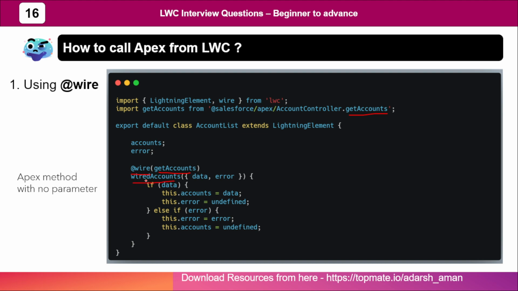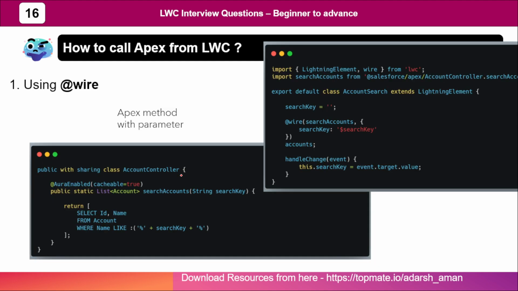You can give any name to this wire property, and either data will come or error will come, right? If data comes, we are storing it into this property, and if there is any error, we are storing it into this property. So this is the case where we don't have any parameter on the Apex method. It means there is no parameter defined in the Apex method.